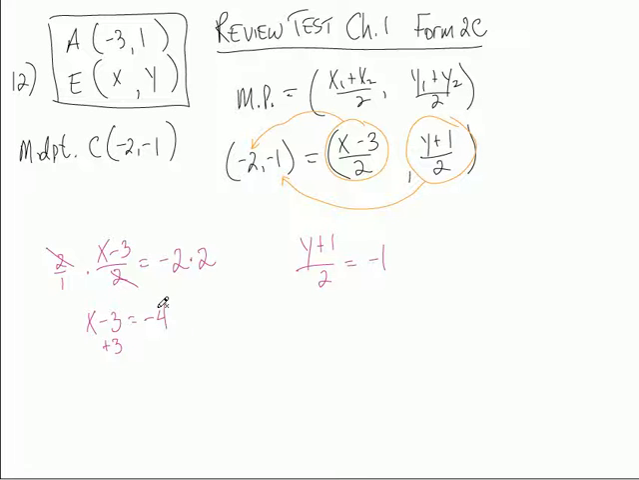Add a 3. There's a big difference, though. Make sure you don't just blow that off. Make sure you do put the negative there. So you add a 3 to both sides. What's x equal to then? It's -1. Okay? Let's do the y now.